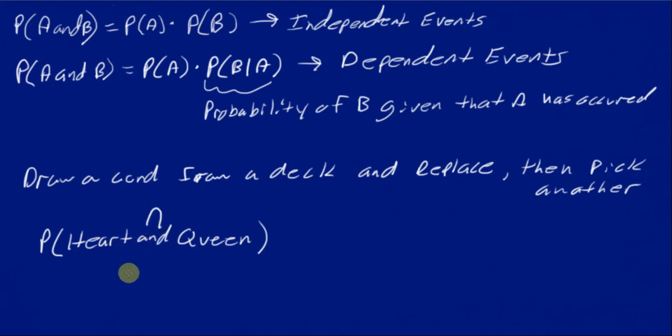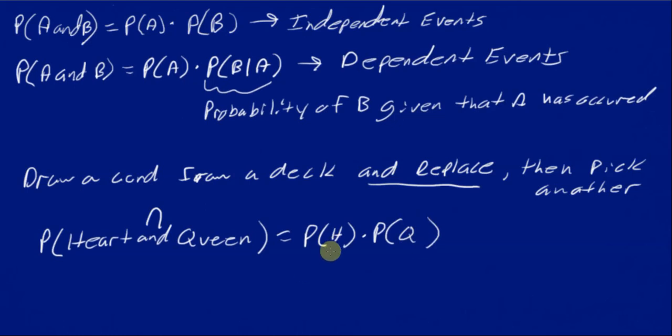Or of course you could use the symbol and. And that would equal the probability of a heart multiplied by, now is this independent events or dependent events? Well, since I'm going to replace the card in the deck, the second draw has absolutely nothing to do with the first draw, so these are independent events. So I'm just going to multiply by the probability of getting a queen.